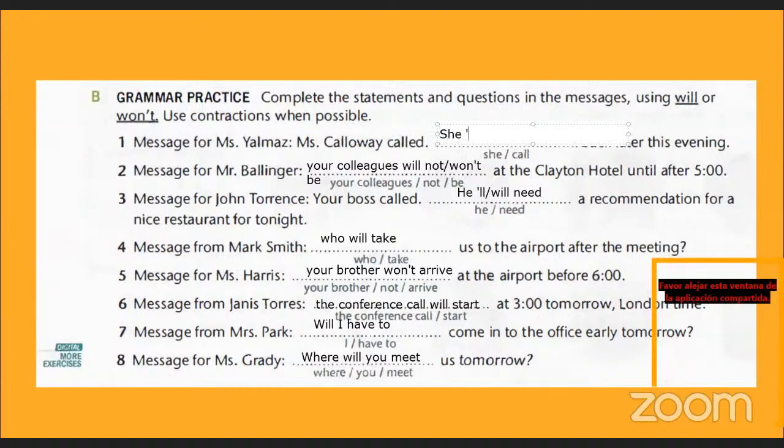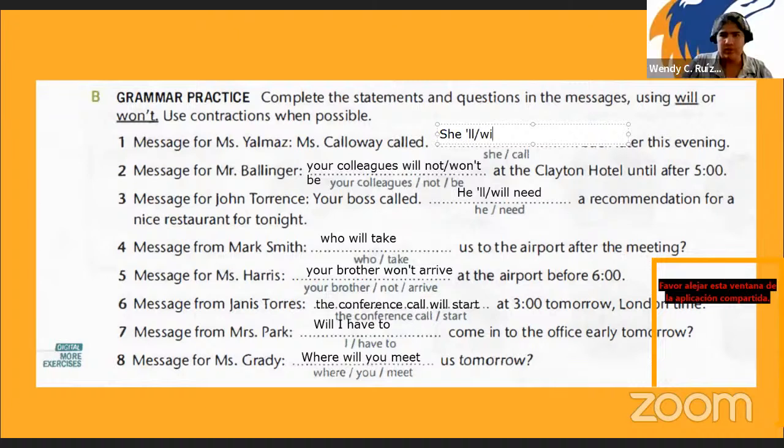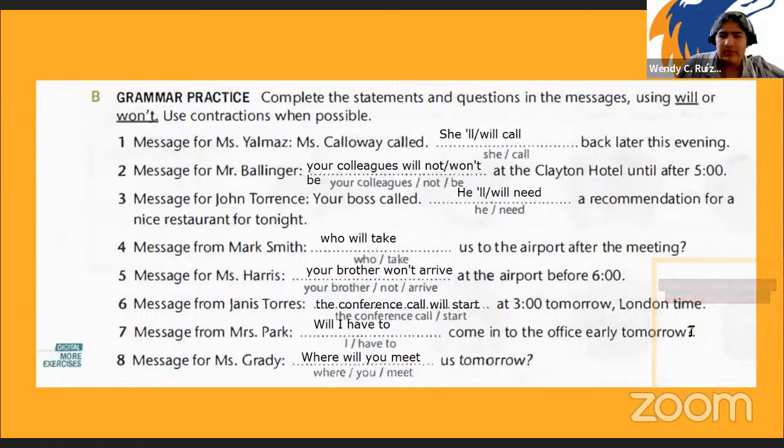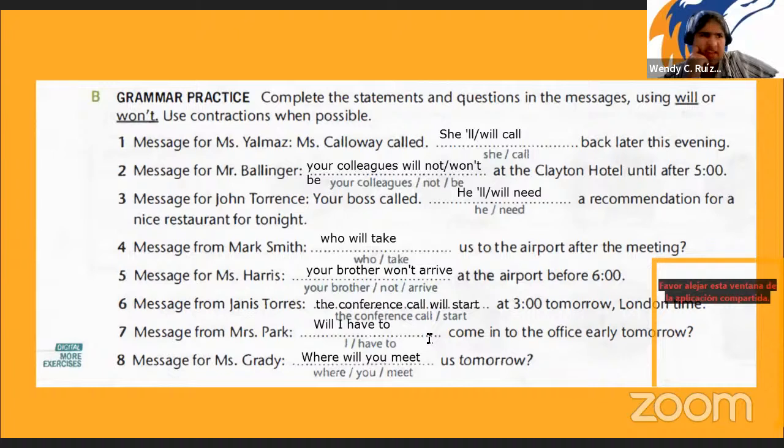En la 7 es primero el will. Will. Sí, porque es una pregunta, es una question. Es una cuestión lo que estamos explicando. Will I have? Es como una pregunta y uno mismo puede preguntar, ¿tengo que venir?